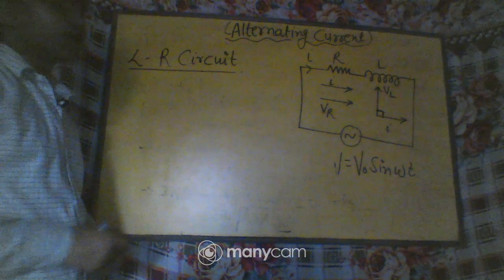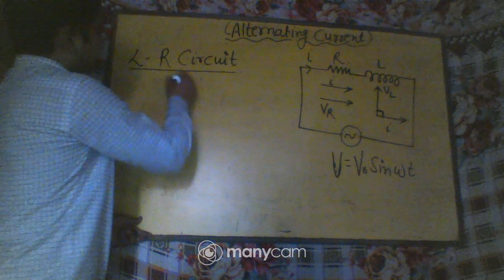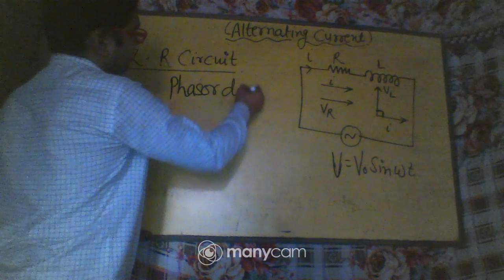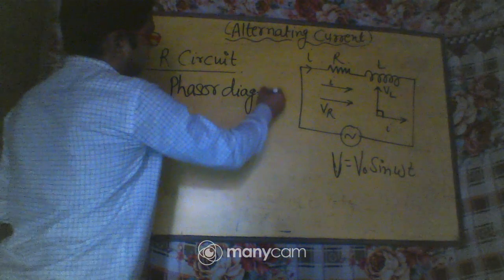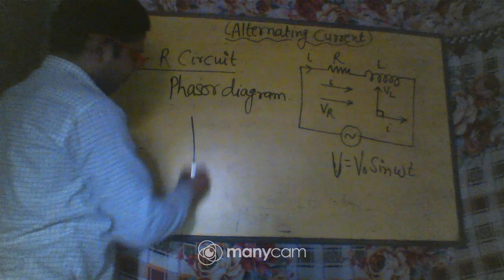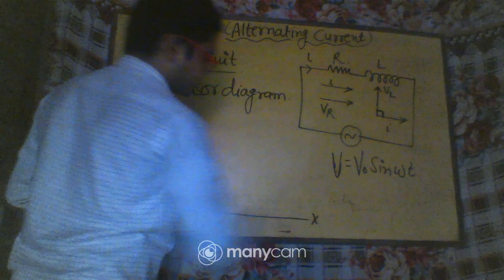To find the net impedance of this circuit, we should draw the phasor diagram for it. So let's see the phasor diagram for this circuit. Let this one be the y axis and this the x axis.